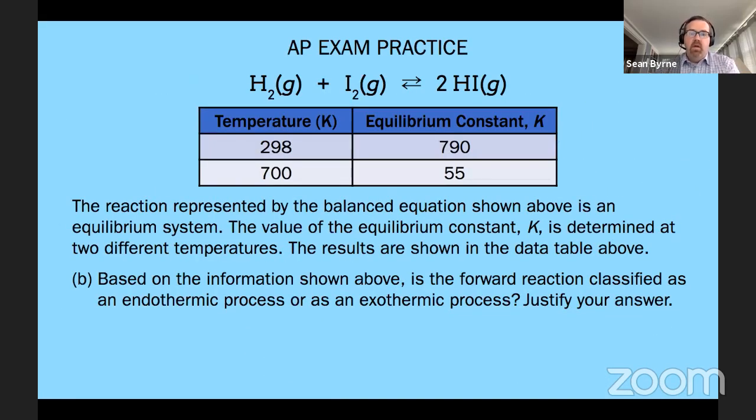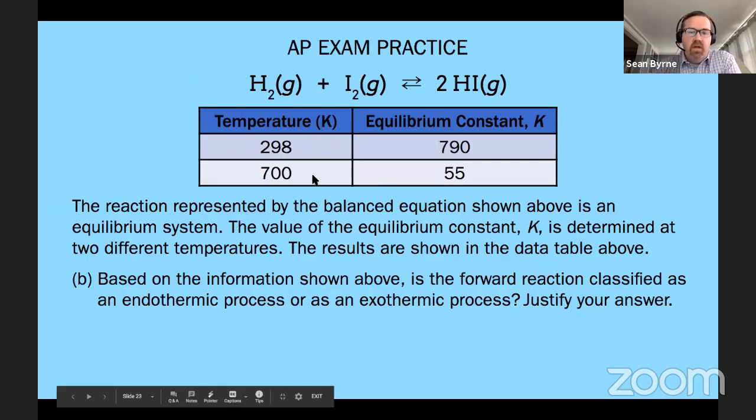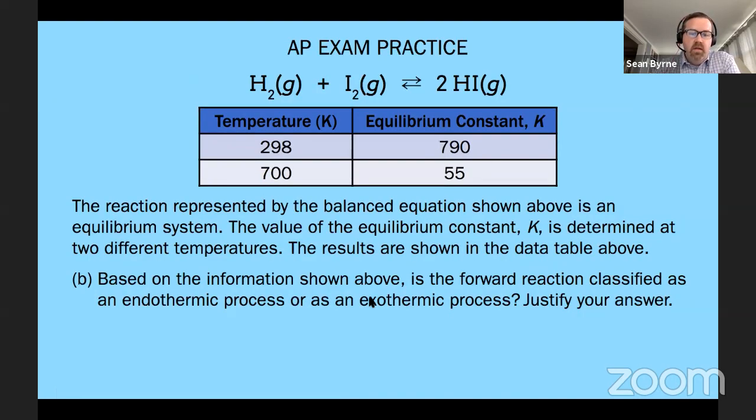The second problem that we were asked to consider from yesterday, again, looks at hydrogen iodide, but looks at the relationship between the temperature of this reaction and the equilibrium constant. We're asked to consider, is the forward reaction, as written, an endothermic process or an exothermic process, and to justify our answer. So the first thing that I noticed when I looked at this was that as the temperature increased, our equilibrium constant decreased. We see that the temperature goes from 298 to 700, an increase, but the equilibrium constant decreases from 790 to 55.